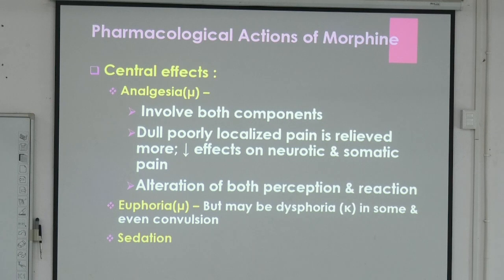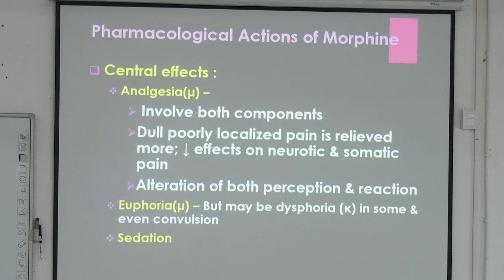Next, what types of pains are relieved? Dull, poorly localized pain is relieved more. Dull, poorly localized visceral pain is mainly relieved, but there is a reduced effect on neuropathic or somatic pain. There is alteration of both perception and reaction to the pain stimulus. And it has a propensity to produce euphoria. Euphoria, as I told you, but it can cause dysphoria due to kappa receptor stimulation.